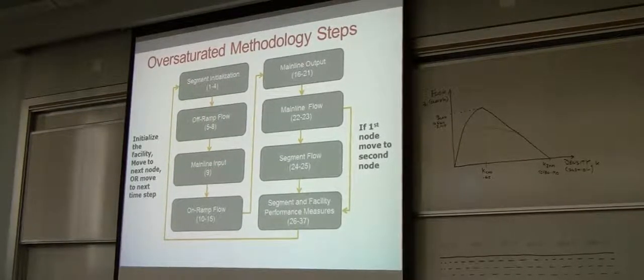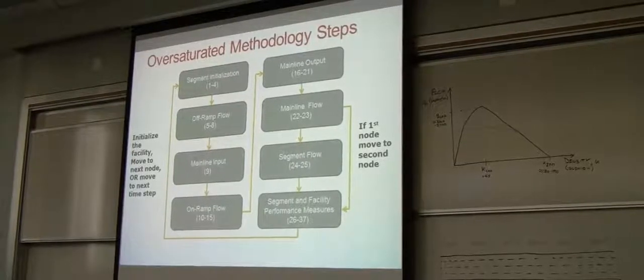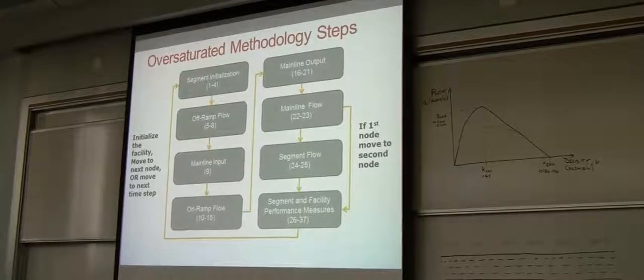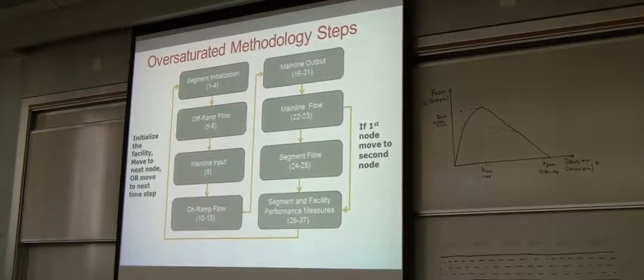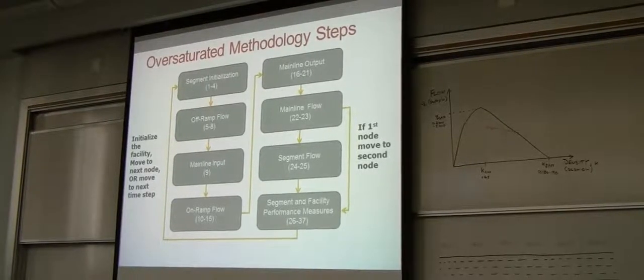This is where the mainline output constraints, MO1, MO2, and MO3, are all applied. And then those translate to a mainline flow across the node, so the actual traffic processed across the node as a function of all those other constraints. And then that gets translated into a segment flow, and then that gets aggregated into facility performance measures. So it's a relatively straightforward process, but there are a lot of computations involved, and they're repeated many, many times.